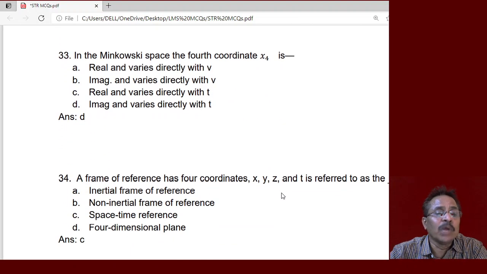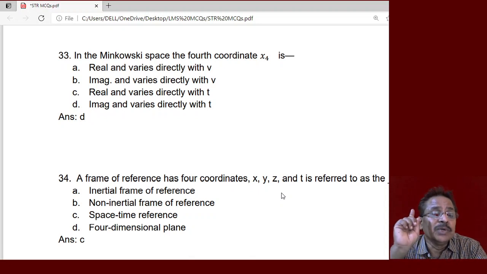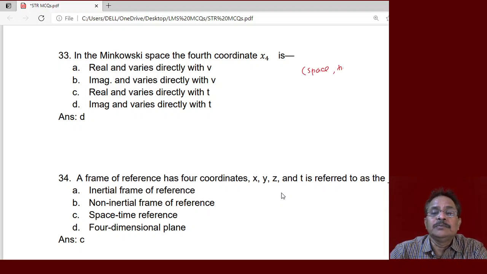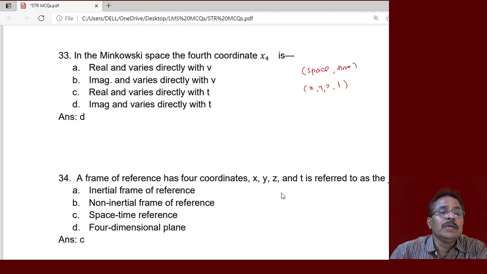33. This is what is called four-dimensional space or Minkowski space. So in Minkowski space, the fourth coordinate x4 is, okay, space and time, and therefore x, y, z and t. The options: real and varies directly with respect to v, imaginary and varies directly with respect to v, real and varies directly with t, imaginary and varies directly with t. Now the dimensions of this is length, and this is time. So the dimensions of all these must be the same, and therefore we write it as ict.